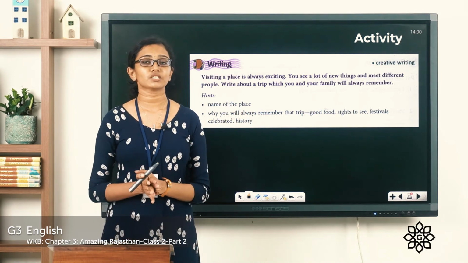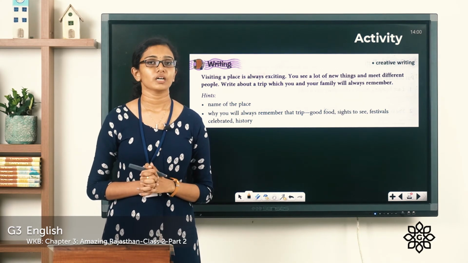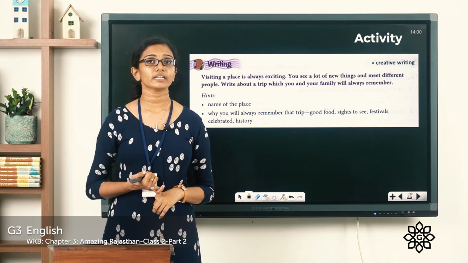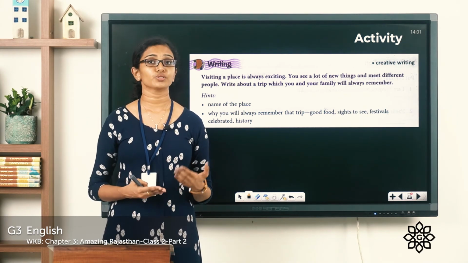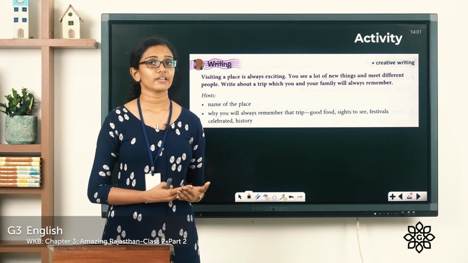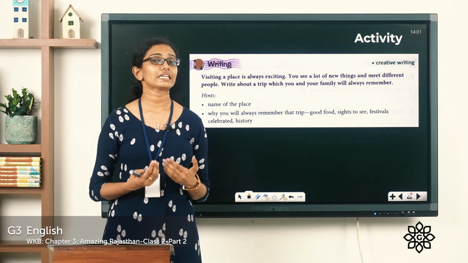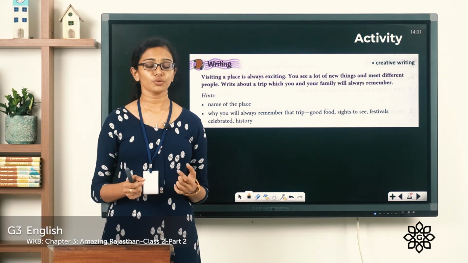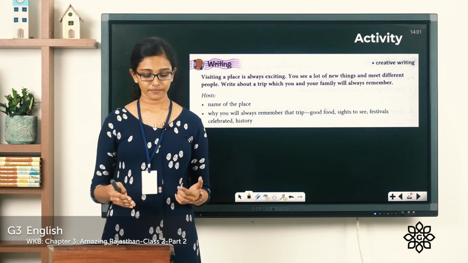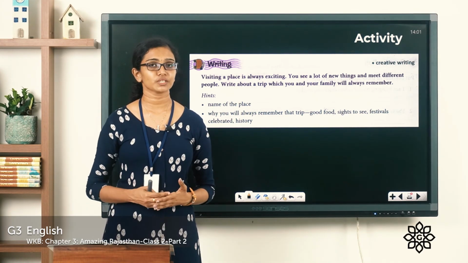You think of any trip that you have gone with your family or friends, and think about where you went and what all did you see there, and what all food you ate there, and were there any festivals that you celebrated, and were there any important events that happened on that day. You think of all this and you have to write that in a paragraph in the space provided below in page number 24. So this is an activity for you.